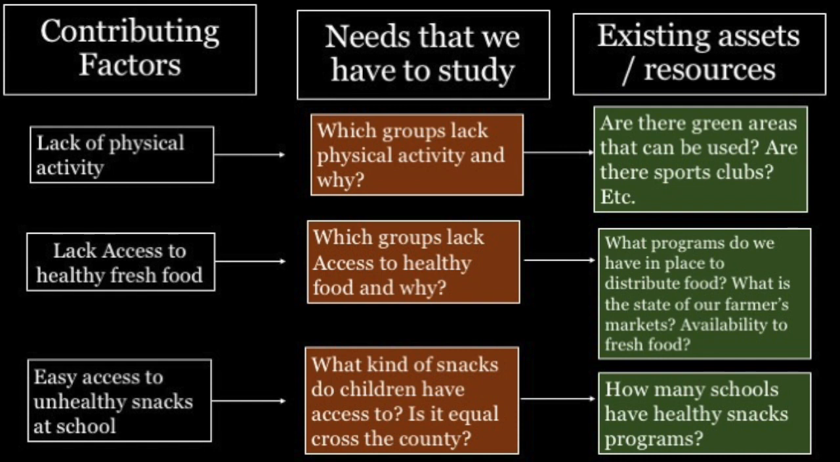And for each of them, we're asking the specific needs in our community. For example, for lack of physical activity, we need information. We need to know which groups lack physical activity and why. How widespread is this lack of physical activity in our community? Right? For the second risk factor, lack of access to healthy fresh food, you would ask, which groups lack access to healthy food and why? Is it just certain groups?